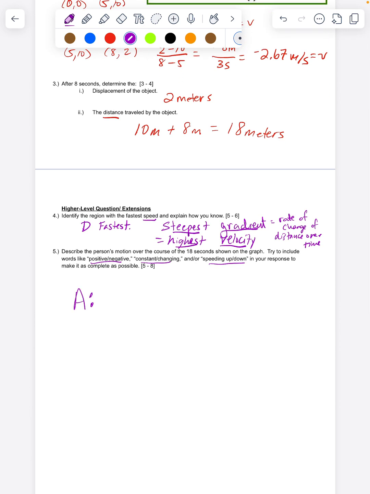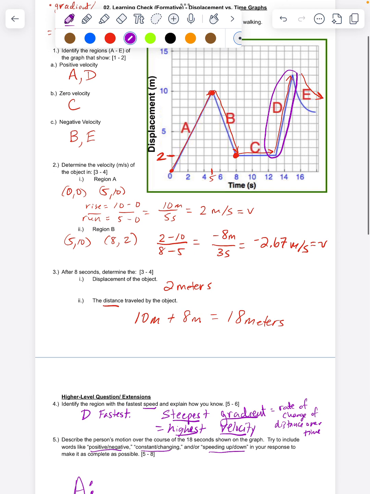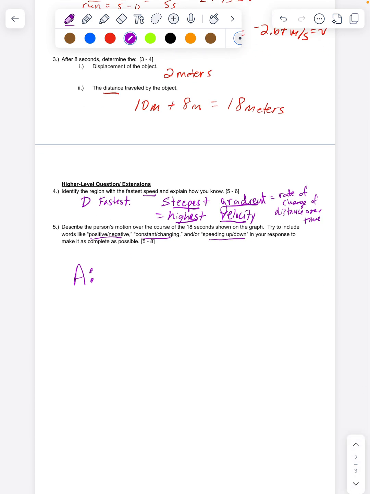So for A, the person is moving in the positive direction, and I would say they're moving with a constant speed. The reason why I know that is because the way that the distance is changing is a straight line. That means the slope isn't changing. And if the slope isn't changing, then the speed isn't changing. So in this part, we have positive velocity, or the positive direction, you could say, and it's constant.